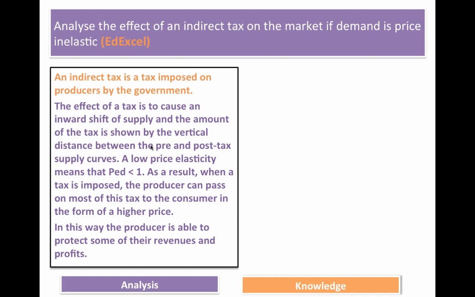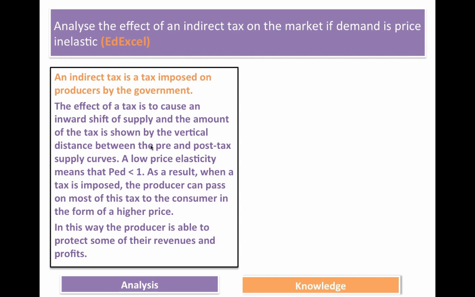The effect of a tax is to cause an inward shift of supply. The amount of the tax is shown by the vertical distance. The low price elasticity, because it says that in the question, means that price elasticity is less than 1. There's a connective word there, or connective phrase. As a result, when a tax is imposed, the producer can pass on most of this tax to the consumer in the form of a higher price.